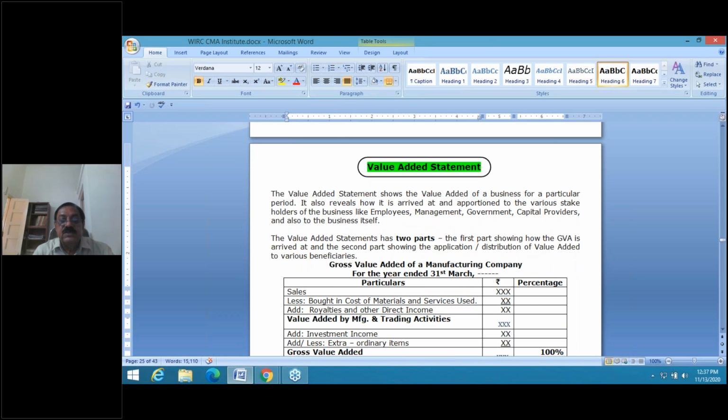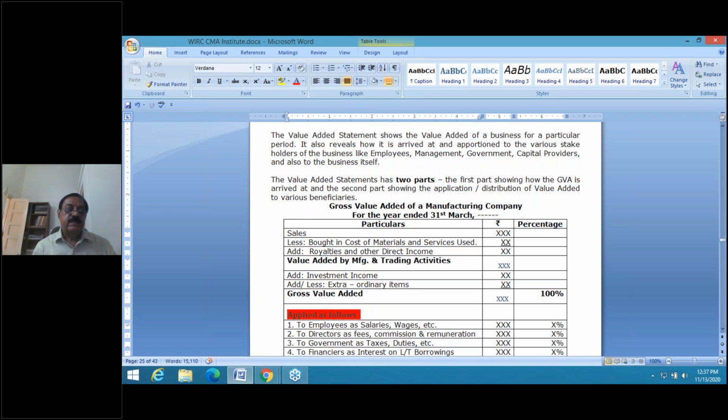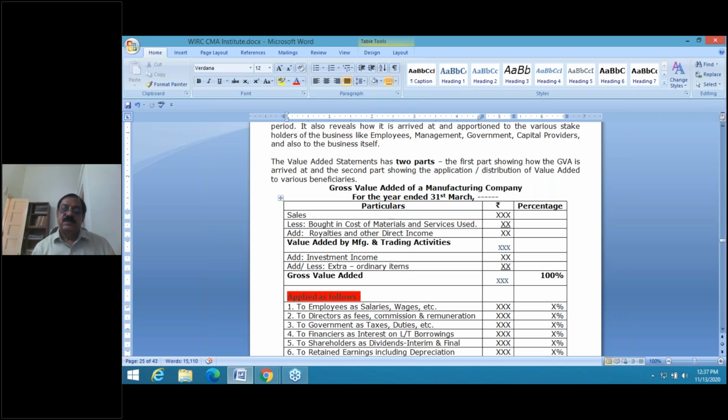Okay friends, so what is value addition? I take my illustration. When you come to any teacher, you are raw in knowledge, and then we teach you, give you so much knowledge, and then you become a CMA. So this is value addition, from raw material to finished goods. In simple words, this is value addition. So sales minus bought in cost. This is just format based. I'm referring to the formats. Sales minus bought in cost of material and services, add royalty and other direct incomes.